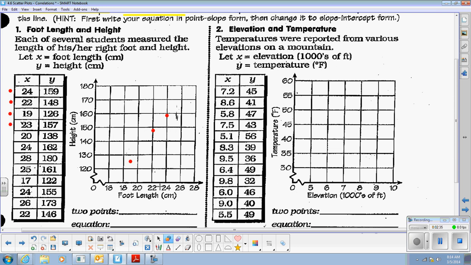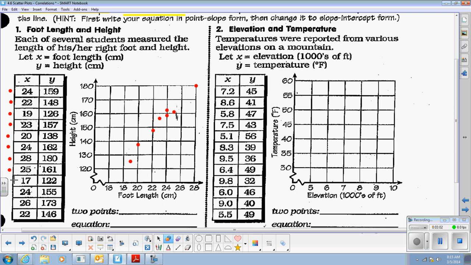23 and 157. 23, 157 is about there. And 20 and 138. And 138 is there. 24, 162. Right there. 28, 180. 28, oh, way over here. 180, hey, top corner. Bam. All right, 25 and 161. 25, 161, just above the line, please.